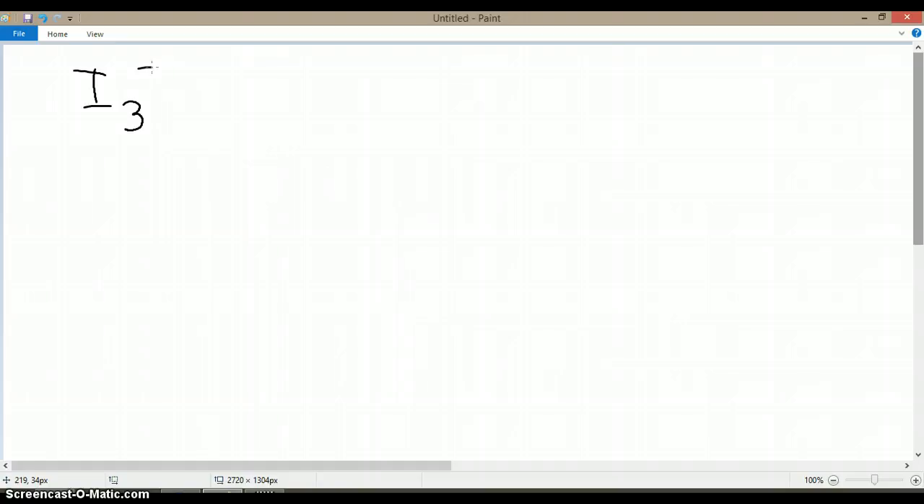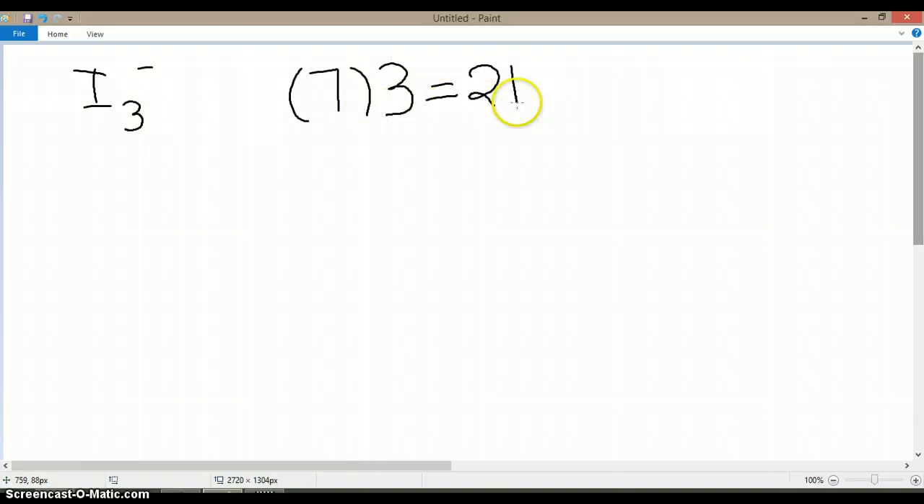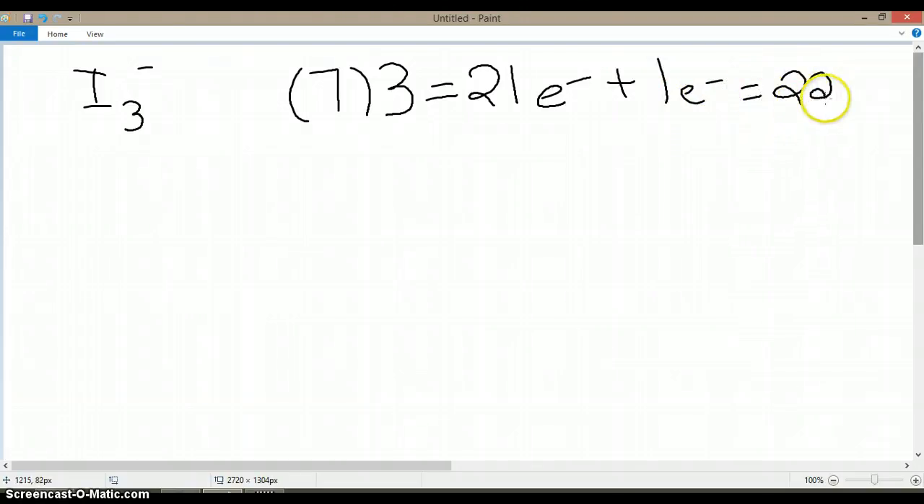What we first want to do, like anything else, is find the valence electrons. Iodine has 7 valence electrons, and there are 3 of them, so we have a total of 21 valence electrons. However, iodine would only have 21 valence electrons if it wasn't an ion. Since this is an anion, which means it's negatively charged, it has 1 more electron than a normal I3 compound would have. So we need to add 1 electron, giving us a grand total of 22 electrons.